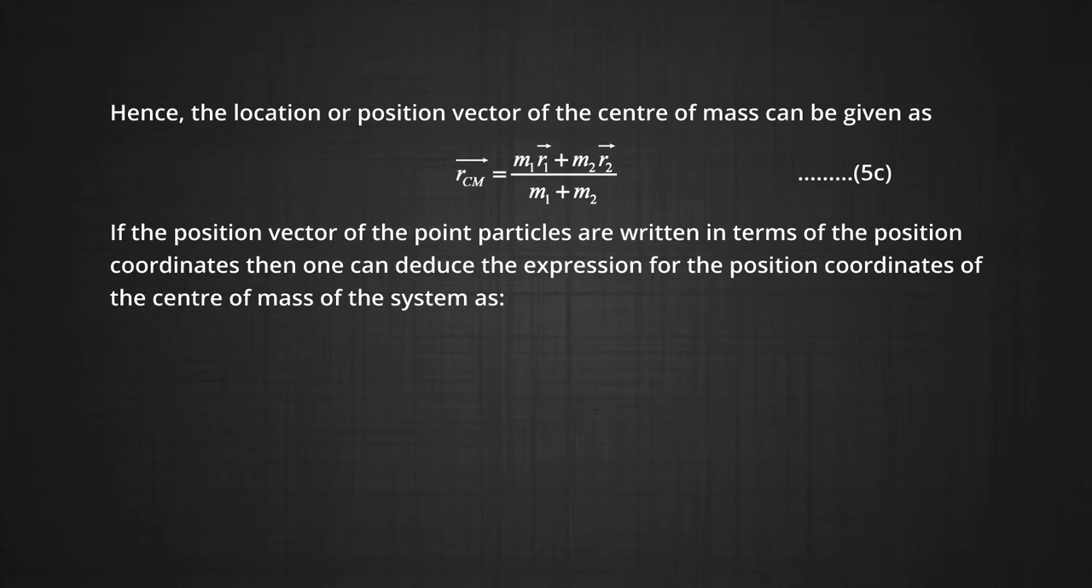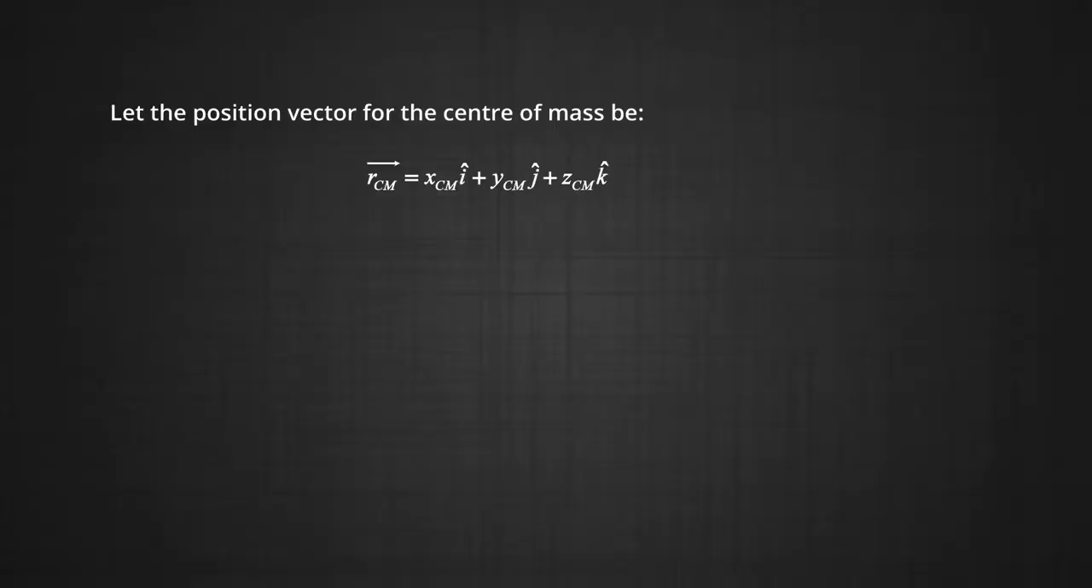If the position vectors of the point particles are written in terms of position coordinates, then one can deduce the expression for the position coordinates of the center of mass of the system. Let's say the R1 vector is x1 i cap, y1 j cap, z1 k cap, where x1, y1 and z1 are the position coordinates of mass m1. Similarly, we can write the R2 vector as x2 i cap plus y2 j cap plus z2 k cap. Let the position vector of the center of mass be R_CM is equal to X_CM i cap plus Y_CM j cap plus Z_CM k cap.